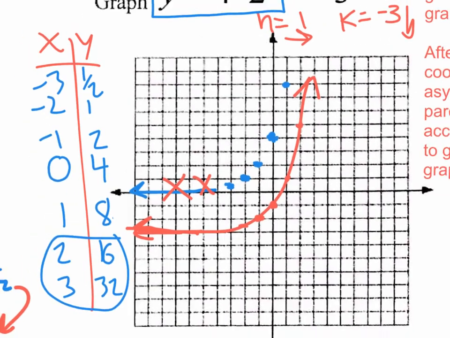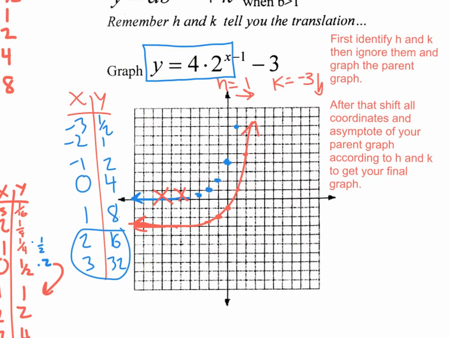So to wrap things up here, guys, again, you identify your H and your K, think opposite on H, take K for what it is, graph, ignoring H and K, your parent graph, get all these coordinates, plot them, and then move them according to H and K to get your final graph.